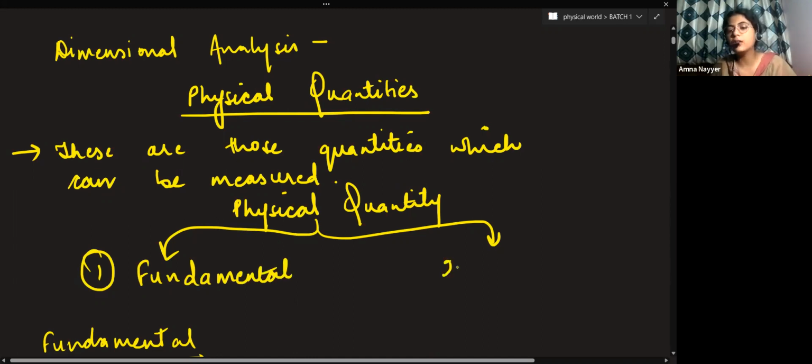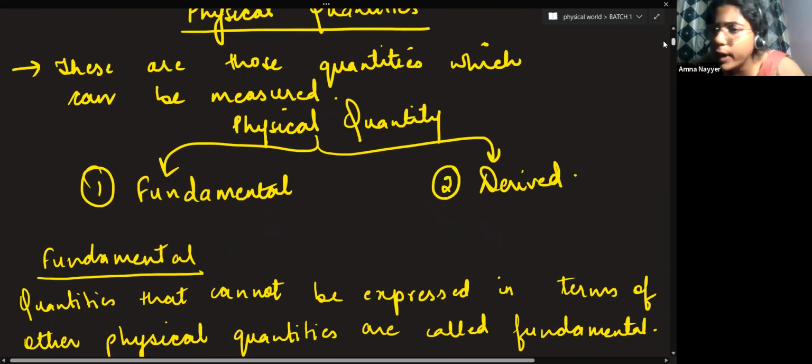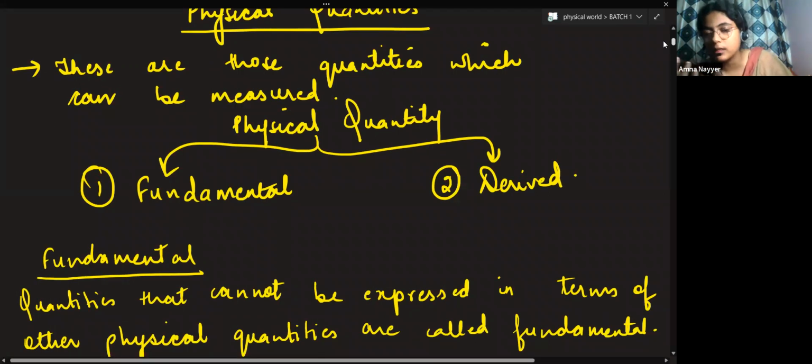And the second group that you have is known as derived. So, starting with the fundamental quantities, what is meant by fundamental quantities? If you are able to express any quantity with the help of something, so that something, with the help of which you are able to construct other quantities, you call it a fundamental quantity.